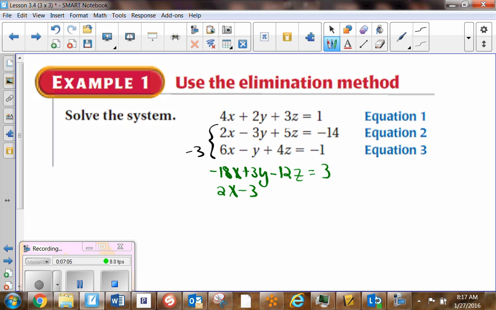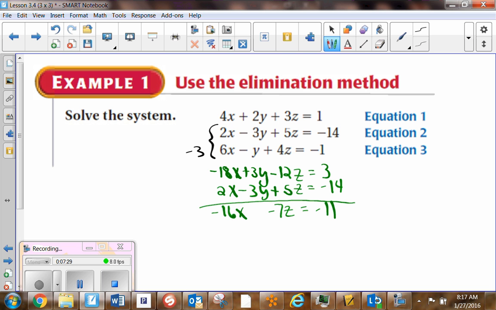So I'm going to just rewrite this one as it is. So that's minus 3y plus 5z equals negative 14. And then I'm going to act like I just have a system of 2. So this is going to be a negative 16x. These y's are going to cancel. This is a negative 7z equals negative 11.